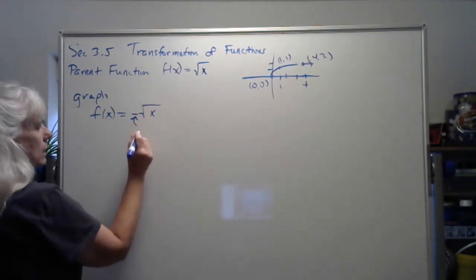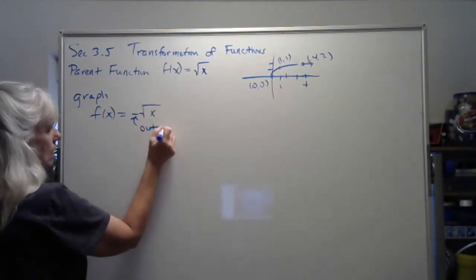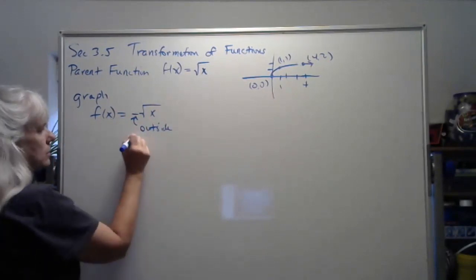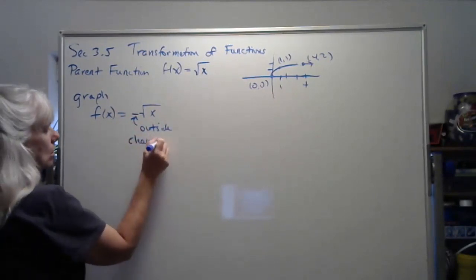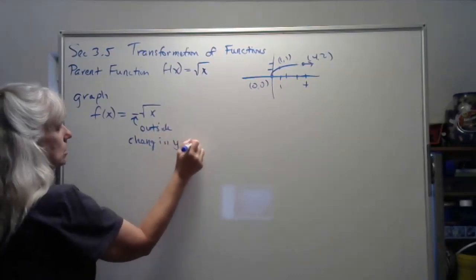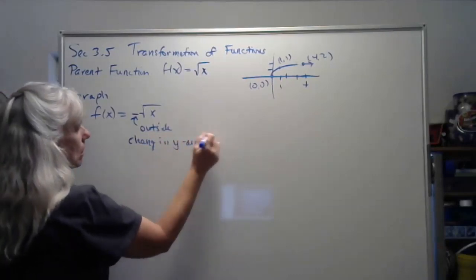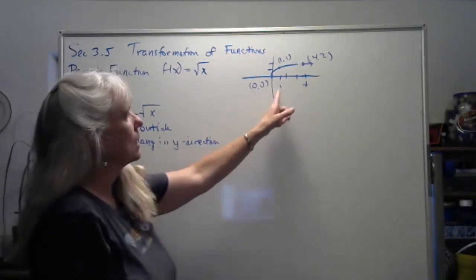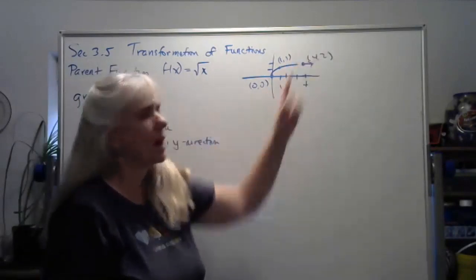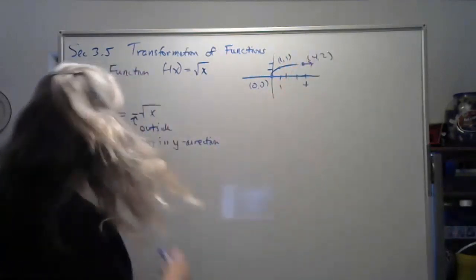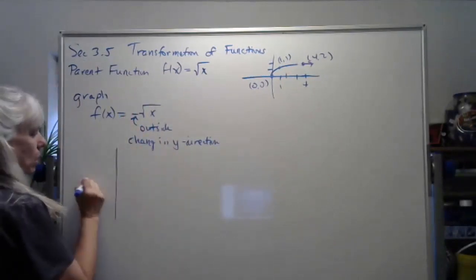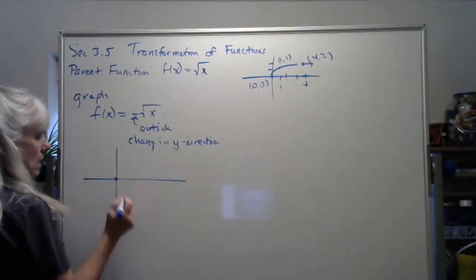Okay, well, we just said that this guy is on the outside. So because it's on the outside, we know we have to do a change in the y direction. Okay, well, what is that going to do to my picture? Well, it simply means that I'm going to take every single y value and change its sign. That's what this is saying. It's the opposite of that sign. So that's going to take all my y values and make them negative.